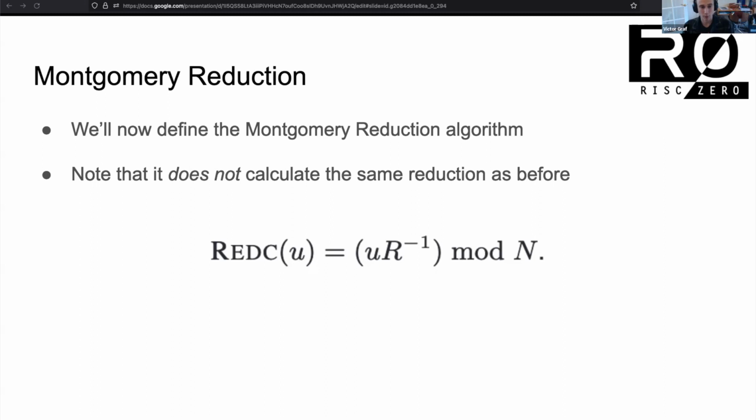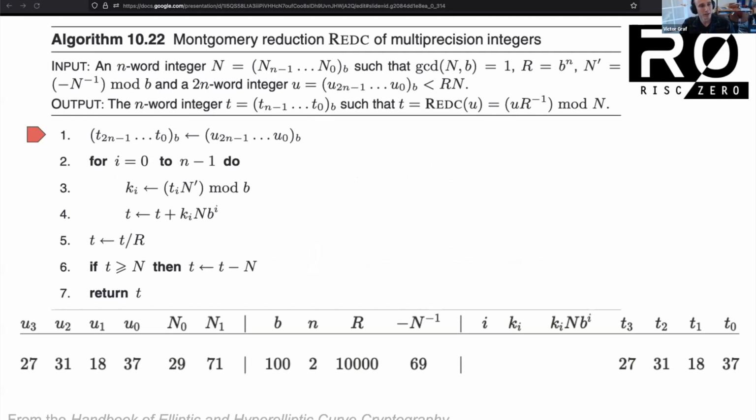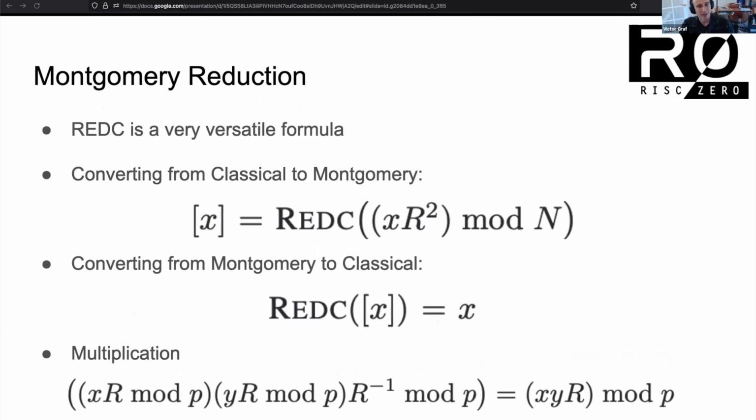And again, we'll talk about why this is later. It seems a little funky. It's like, why would I want something that calculates U times R inverse? It doesn't seem that useful. But we'll try to build the intuition for why we want this, or why it's useful. And actually, let's skip straight to that instead.